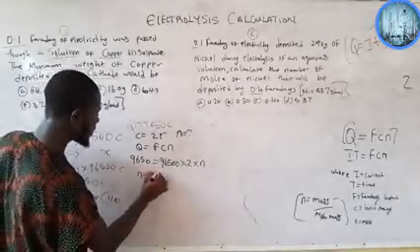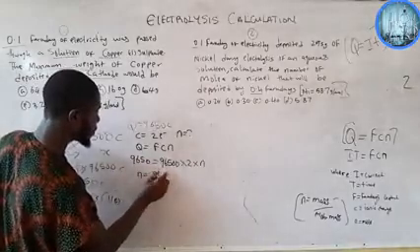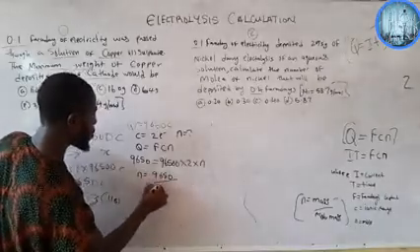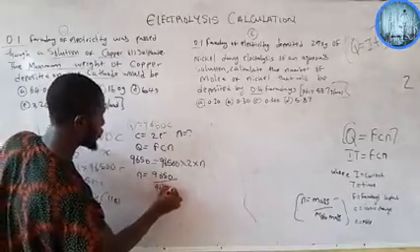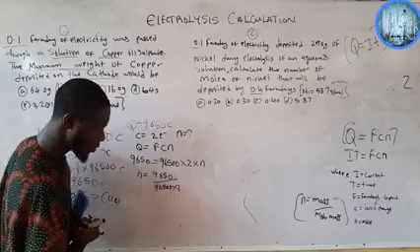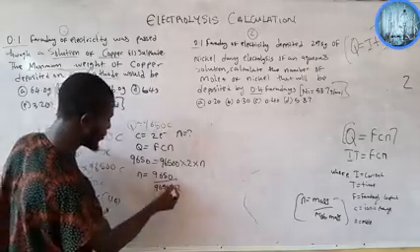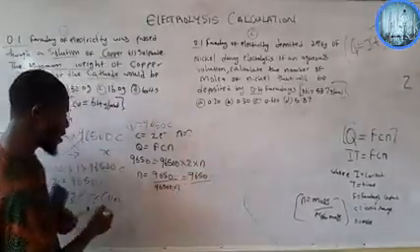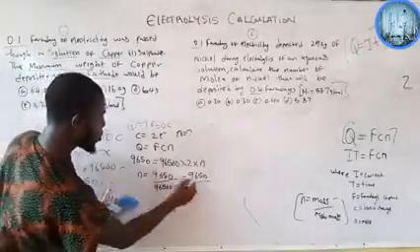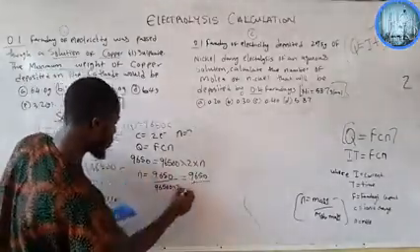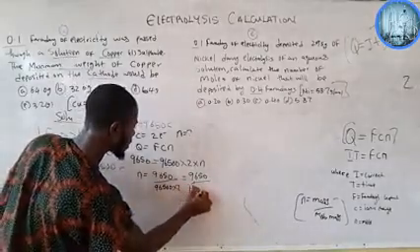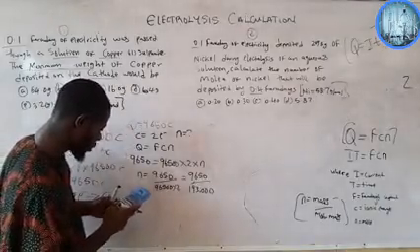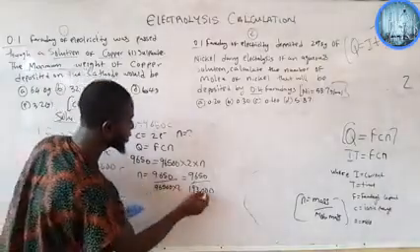Our n will be equal to 9,650 divided by 96,500 multiplied by 2. If you do this correctly, 96,500 multiplied by 2 should give me around 193,000, if I'm not mistaken.